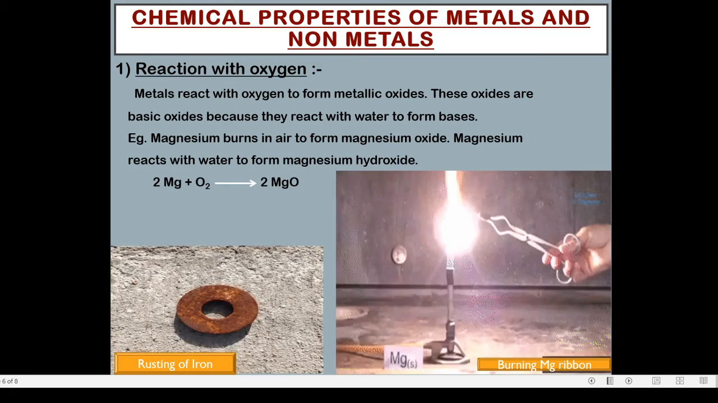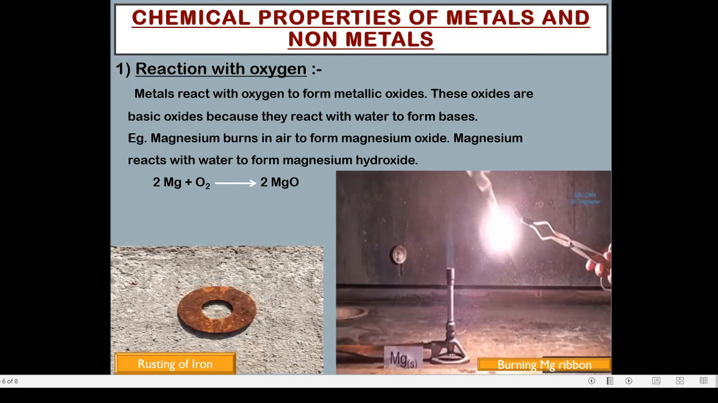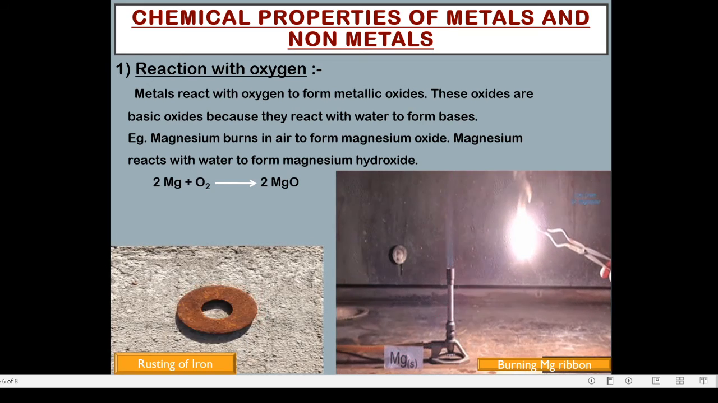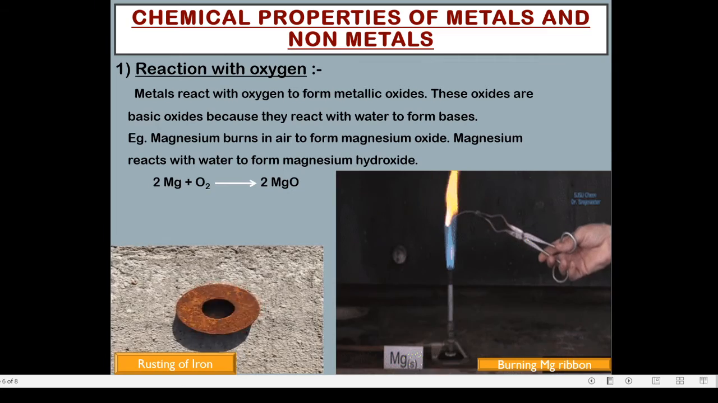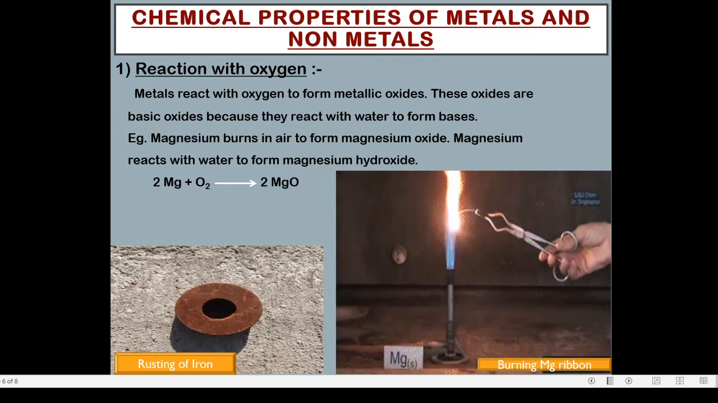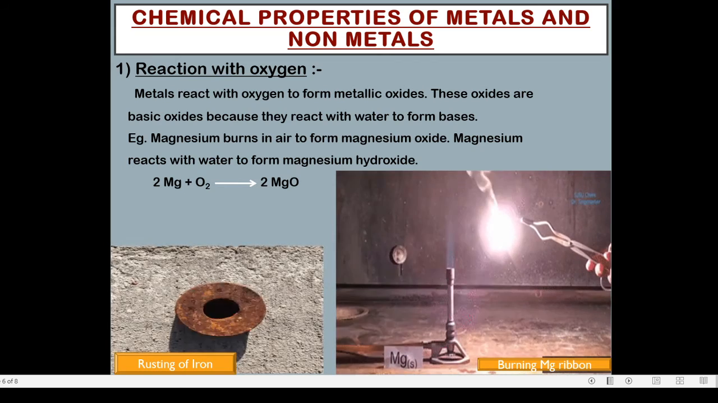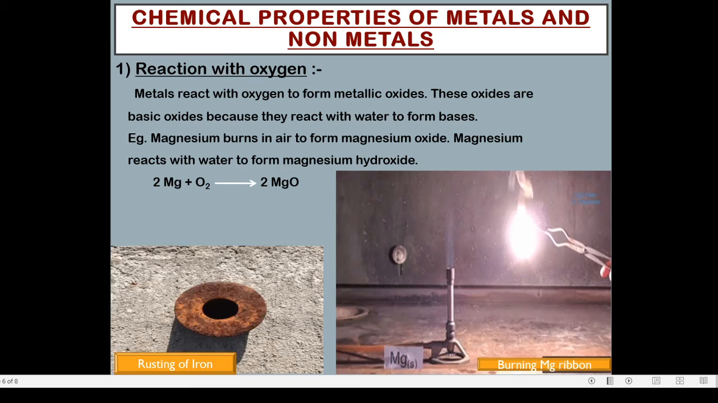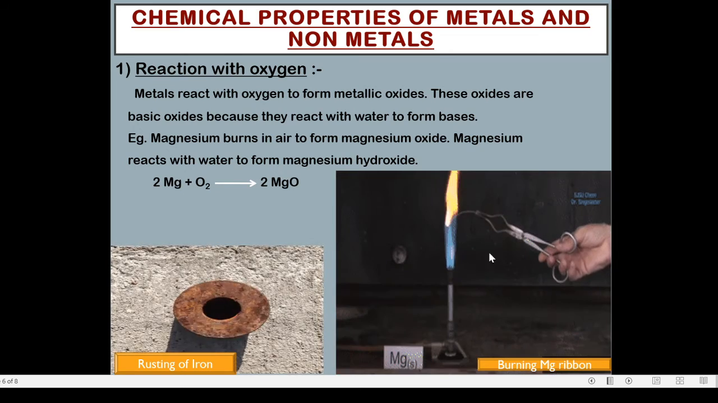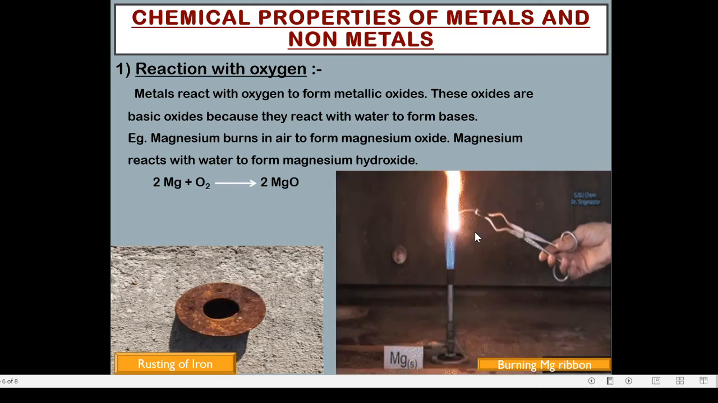Now let us see the chemical properties of metals and non-metals. How do they react with oxygen? In your previous class, you would have seen the experiment of burning a magnesium ribbon. This magnesium ribbon is a metal. This metal will burn because for anything to burn, or for combustion, it requires oxygen. So metal will react with oxygen to form metallic oxide, and when you add this metallic oxide to water, it will form bases. Here is an example of magnesium burning in air to form magnesium oxide, and when you add it to water, it forms magnesium hydroxide, which is basic in nature.